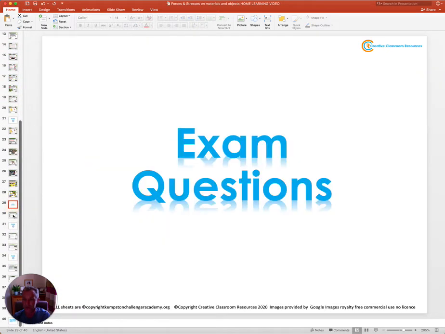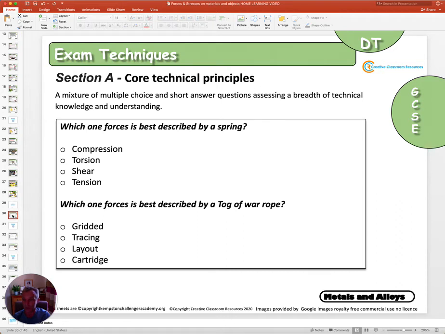Okay, right, so now that we've done that, you can pause, and we're going to go through a few little exam questions. Exam questions in the exam paper in Year 11 are split into 3 categories: Section A, Section B and Section C. Section A are multiple choice, Section B short answer questions, Section C much longer. So the question here is, which of these forces is best described by a spring? And second question, which of these forces is best applied by a tug of war rope?